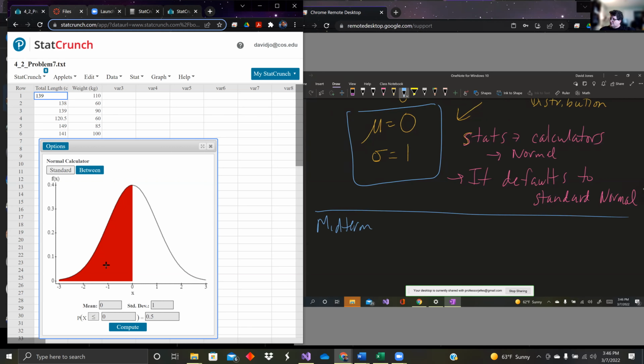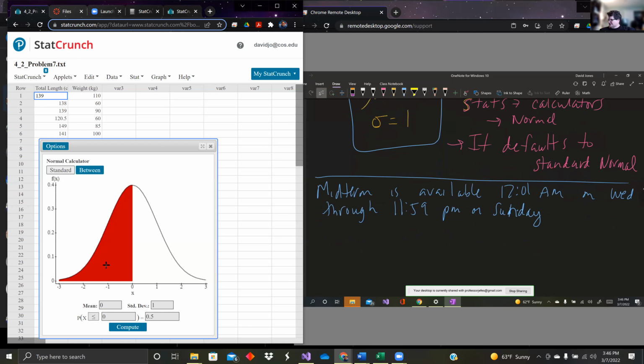The midterm is available from 12:01 a.m. on Wednesday through 11:59 p.m. on Sunday. But you have a fixed amount of time. I think it's 2.5 hours. Once you start, you have to finish. It says it in my syllabus. We can go look at it in a second.